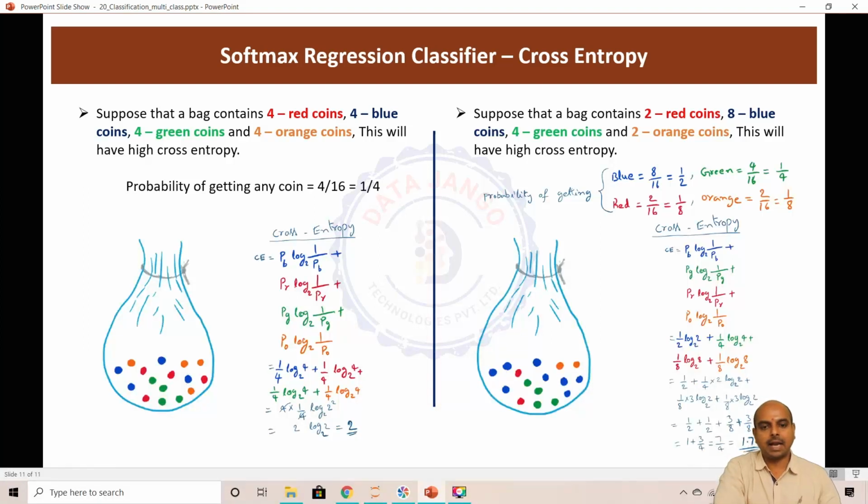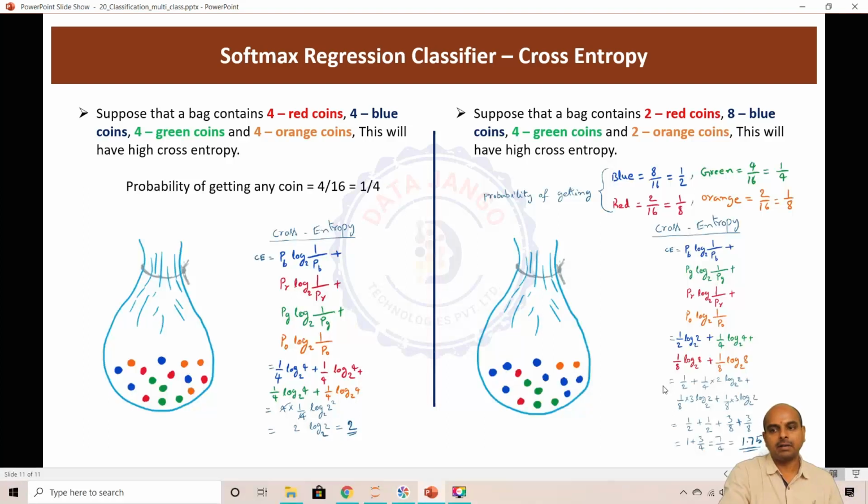If you apply the cross entropy formula here, it is the sum over i equal to 1 to n of p_i log 1 by p_i. Here n is 4: blue, red, green, and orange. So P of blue log 1 by P of blue, P of red log 1 by P of red, P of green log 1 by P of green, P of orange log 1 by P of orange. What is the probability of blue? 1 by 4. Red 1 by 4. Green 1 by 4. I substituted everything here and took log base 2, so I have got 2 as the number. So you can say the impurity is 2 here.